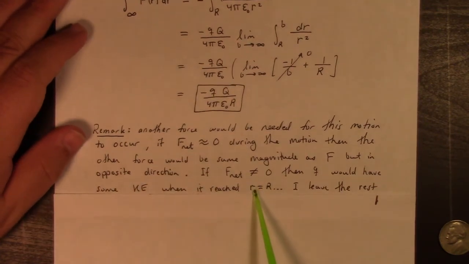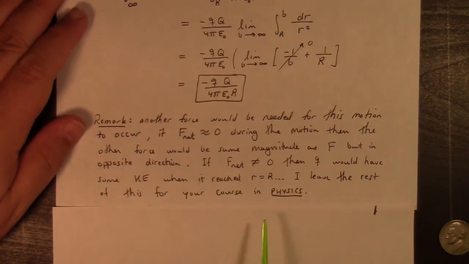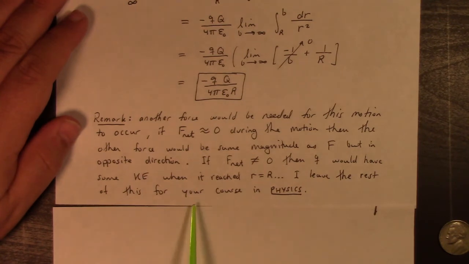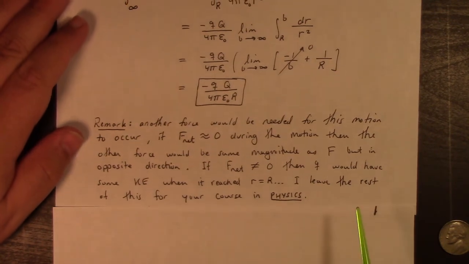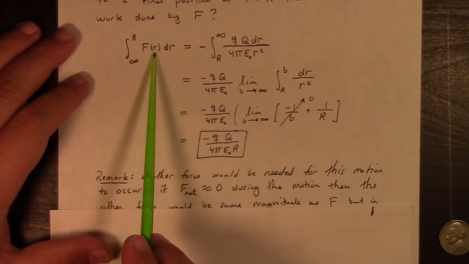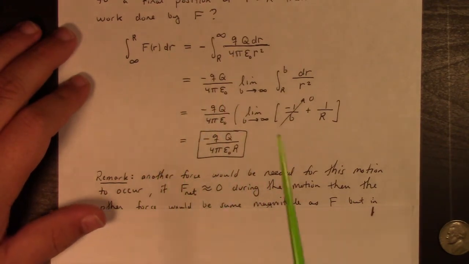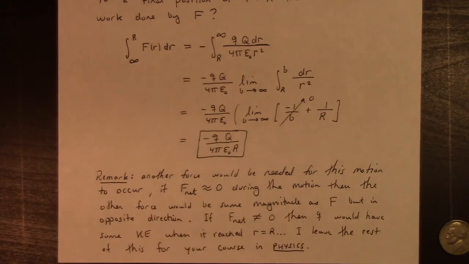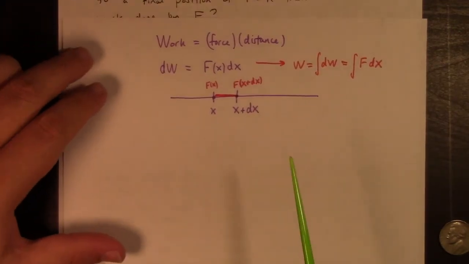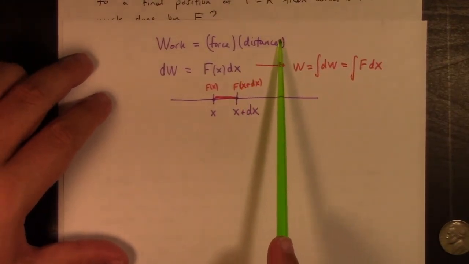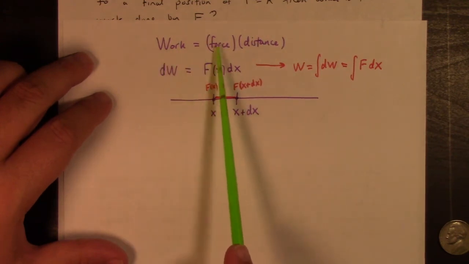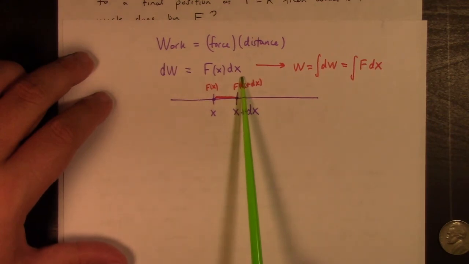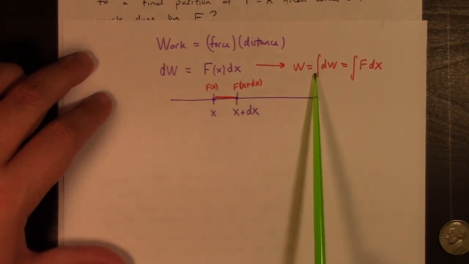On the other hand, if the net force was not equal to 0, then q would have some kinetic energy when it reached r equals R. But I will leave the rest of this kind of discussion for your course in physics. For us, it's enough to just, given a force, calculate the work done. That's, again, just a basic application of integration. And this idea I was showing you a minute ago, taking an average idea, force times distance, and implementing it at the infinitesimal level, and then taking an integration to add up the infinitesimal bits.